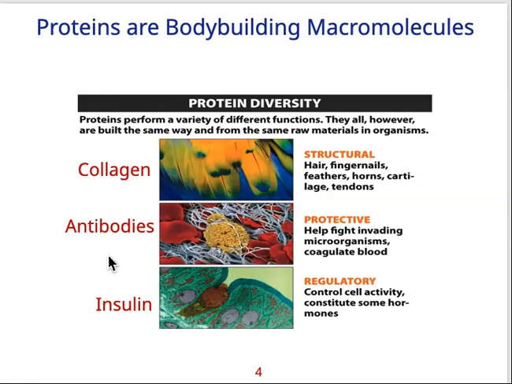Others help with the coagulation of blood, so serving as clotting factors. Not written here, but they're clotting factors. Proteins are clotting factors that help with blood coagulation. We also have regulatory proteins that help control cell activity, and some of those include hormones such as insulin.